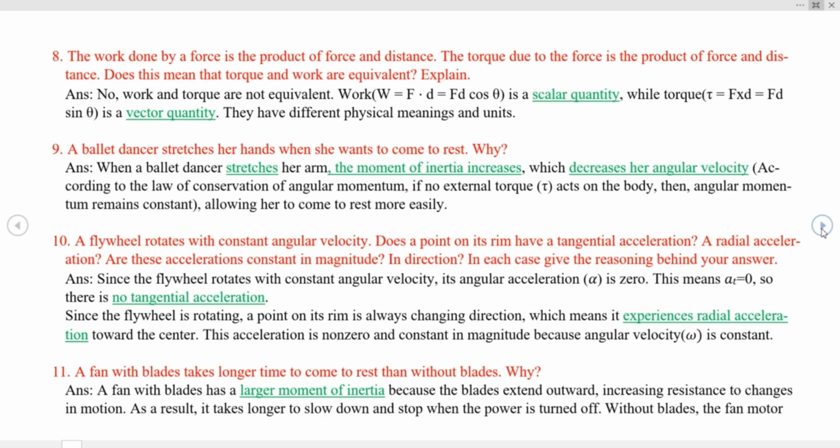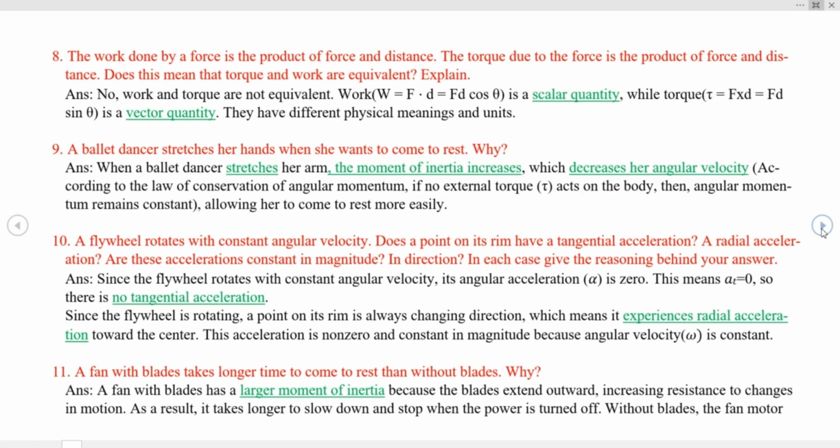So when a ballet dancer stretches her arm, the moment of inertia increases, which decreases her angular velocity. And according to the law of conservation of angular momentum, if no external torque acts on the body, then angular momentum remains constant, allowing her to come to rest more easily.